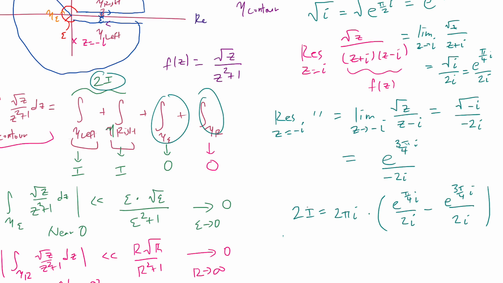Now here, we can simplify it a bit. 2 cancels out, i cancels out, and I leave it up to you to think about this, but this is exactly cosine of pi over 4. So we in fact get I is equal to pi times square root of 2 over 2. So that's a really nice calculation, I think, that shows this sort of party trick where for certain integrals, we can actually evaluate them in the complex plane.